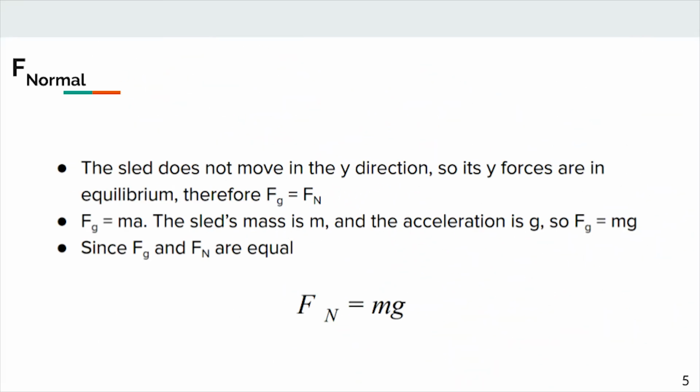The sled does not move in the y direction, so the y forces are in equilibrium. Therefore, the force of gravity will be equal to the normal force. Since we know what the force of gravity is, which can be seen by the equation F equals ma, where the sled's mass is just denoted by m and the acceleration is g, we know that the force of gravity is mg, and since the two are equal, the normal force will be mass times gravity.